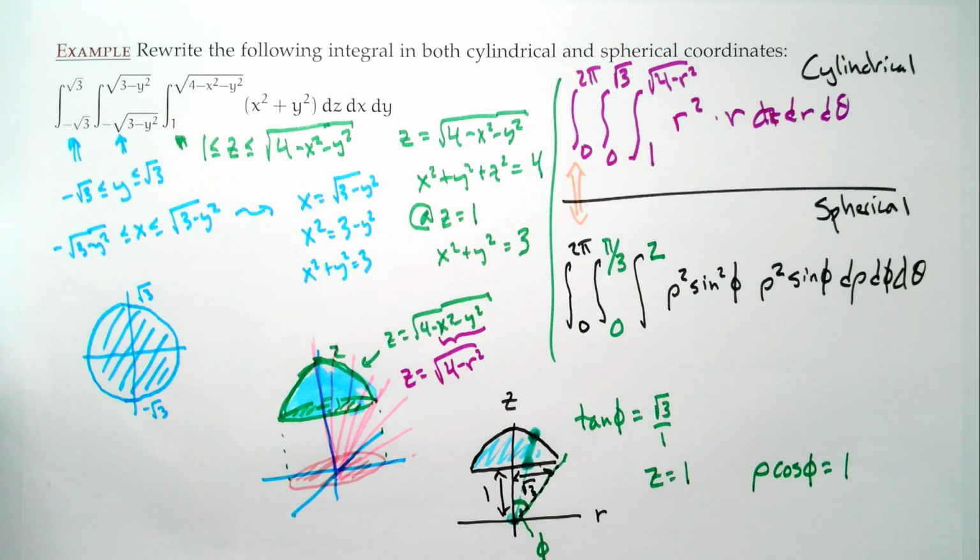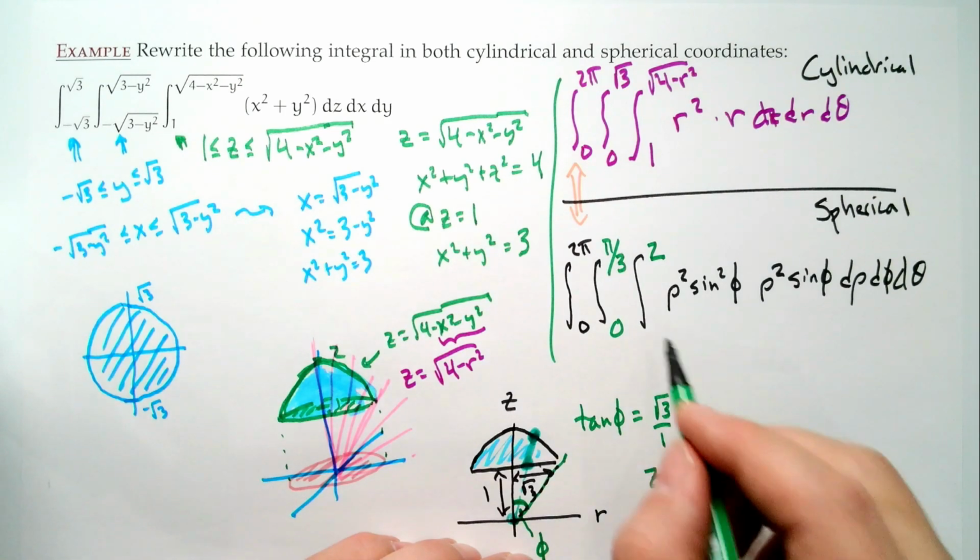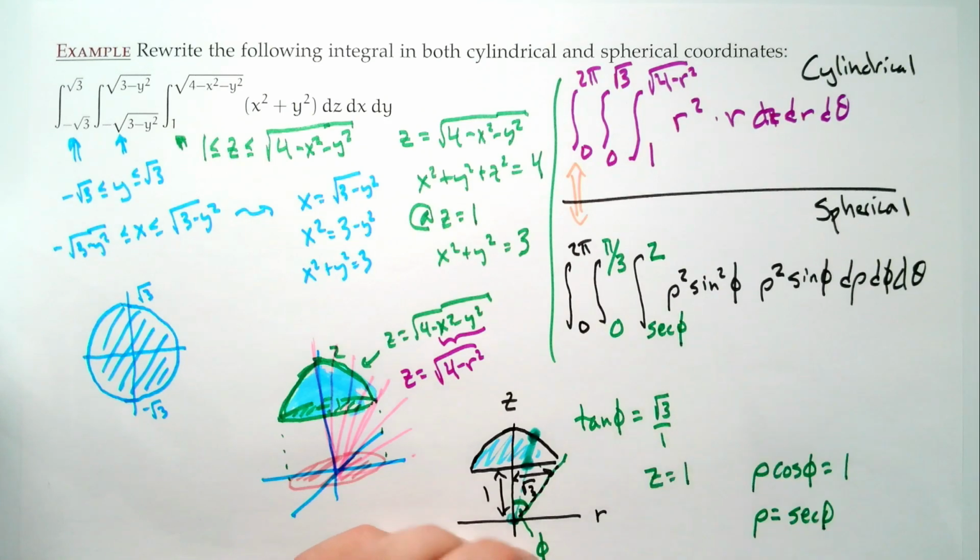But I need to get to rho equals something, because my bounds are from rho equals something to rho equals something. So I don't want to leave it as rho cosine phi equals 1. I want to write it as rho equals secant phi. So that is my lower bound. So integral of 0 to 2 pi, integral of 0 to pi over 3, integral of secant of phi to 2. And then the integrand, we can leave it just as this. You could also write it as rho to the 4th sine cubed. Now that's doable in that you can do it. We're not going to. So we're going to pause here.